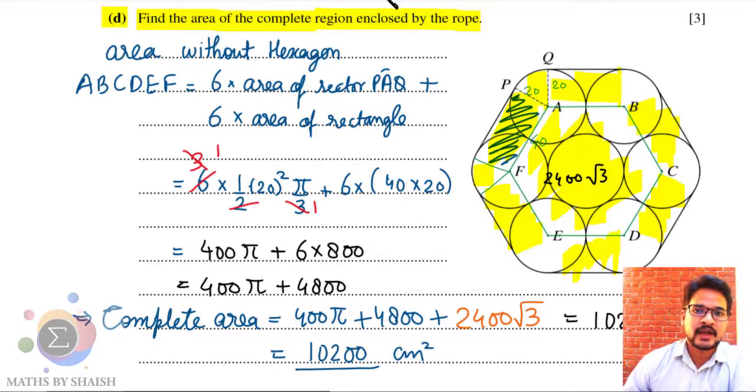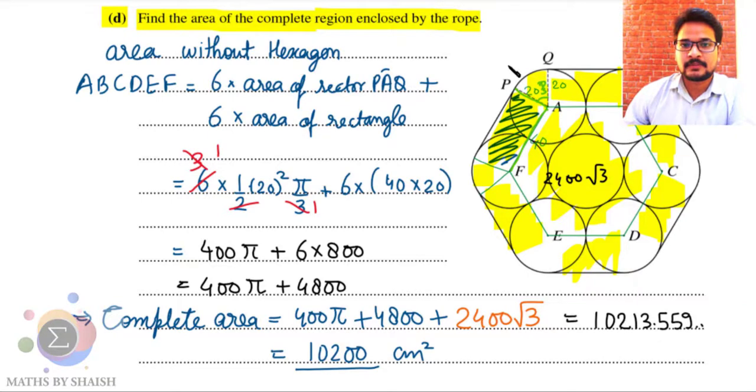All things we have already, because in this case this is the width and this is the length. It is a rectangle, so it's 6 times the area of the rectangle, and this is a sector. We have the angle of the sector, so we can calculate this and multiply by 6. So we are going to find the area without the hexagon, and then we will add the area of the hexagon so that we get the complete region. So the area without hexagon ABCDEF is 6 times the area of sector PAQ, that's what we have seen, plus 6 times the area of the rectangle. This is going to be the same in all the cases.